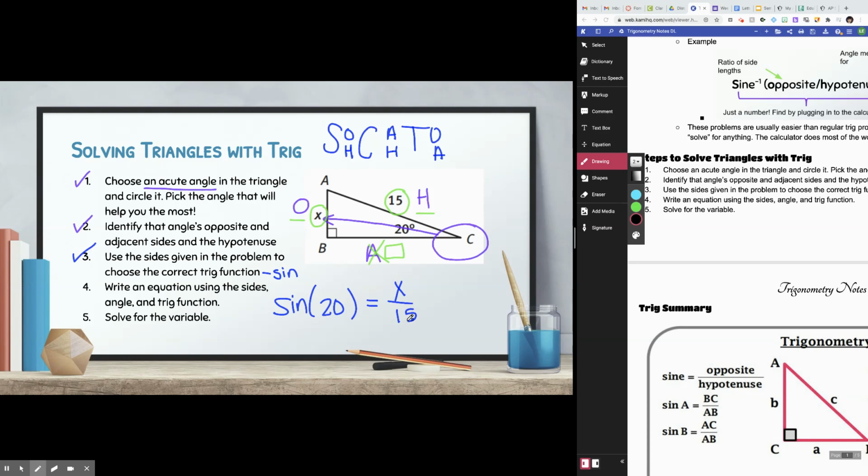Once you get to this point, you've done step 4, and you need to do step 5, which is just to solve for the variable. Remember that this right here, sine of 20, is just a number, and it's a number that you get from your calculator.